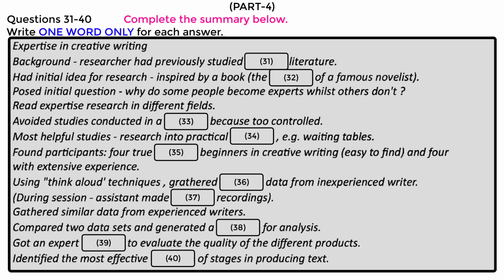I then wanted to see whether experienced writers were actually producing the better pieces of writing. So I asked an editor, an expert in reviewing creative writing, to decide which were the best pieces of writing. This person put the 8 pieces of work in order of quality, in rank order, and using his evaluations, I was then able to work out which sequence of the 5 stages seemed to lead to the best quality writing.